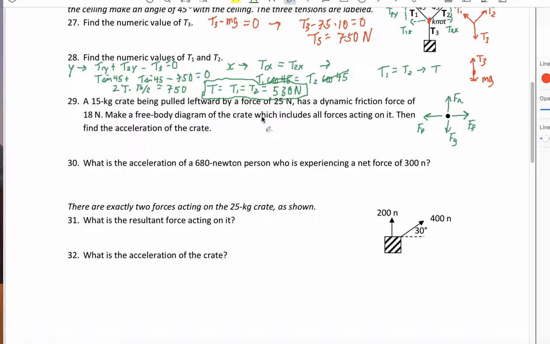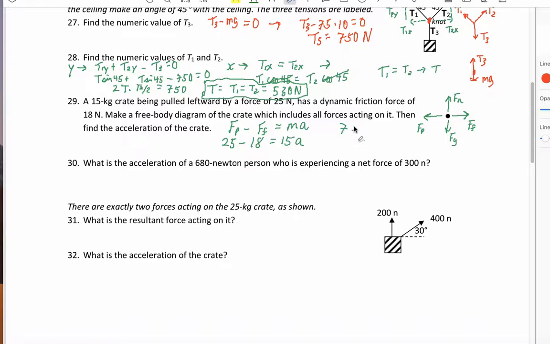I'm going to work this problem out a little faster by skipping to the part that's relevant. Since we want the acceleration of the crate, I'm going to do what many of you might be doing and skip straight to the x direction equation. We know it's accelerating, which means the forces aren't balanced. So I'm simply going to say we have a 25 newton force being opposed by an 18 newton friction force, and the effect is that this 15 kilogram crate accelerates.